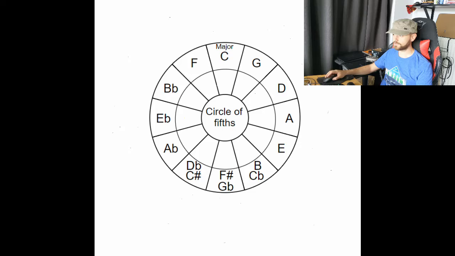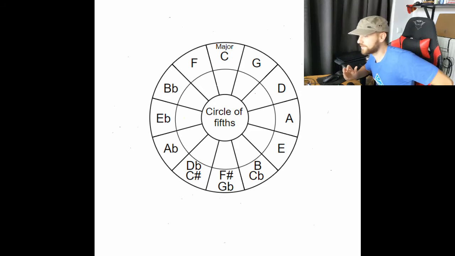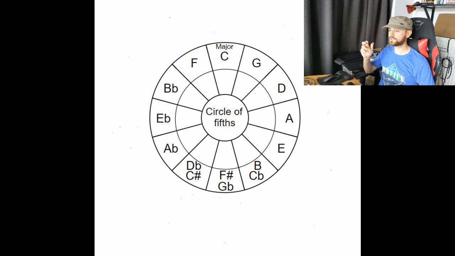So here we go. So basically what you've got here is a circle, alright? In this circle, it has every note, okay? And you can see F, C, G, D, A, E, and so on. All the notes are there. But what's funny about the circle is each note in the circle is the fifth note of the previous one. So C is the fifth of F, G is the fifth of C, and so on. So that's why it's called circle of fifths.